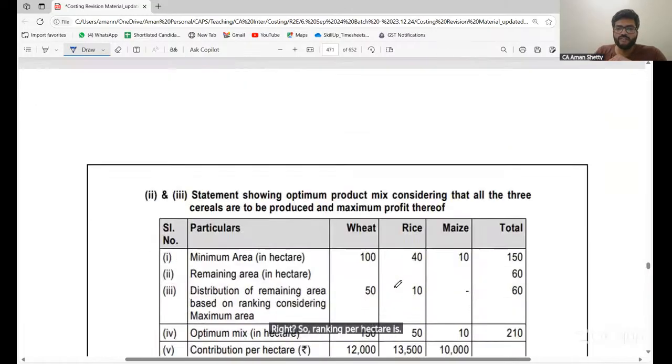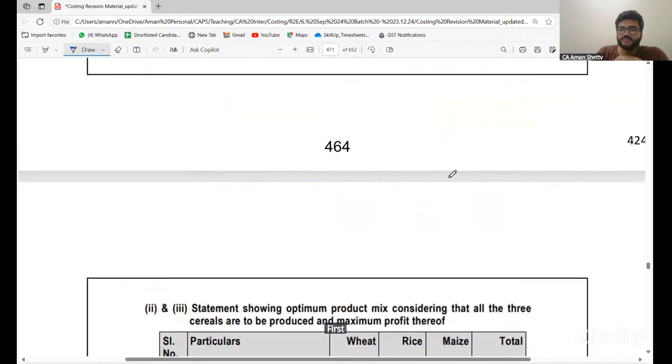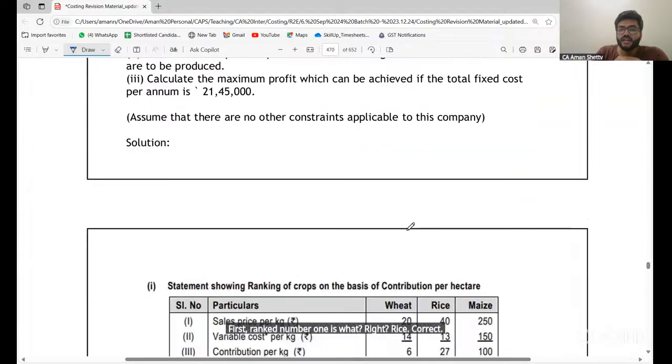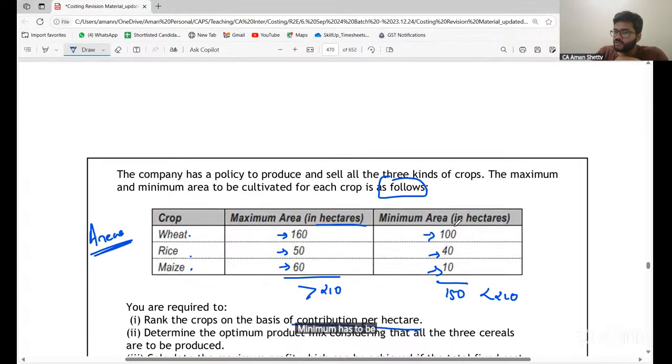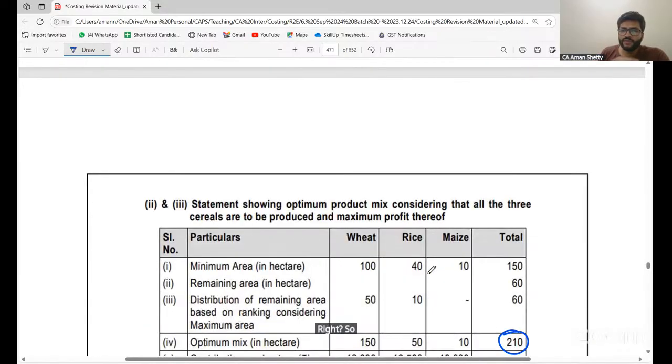So what is the total available hectares? Total available hectares is 210. But how do I do the apportionment now for this? First, rank number 1 is what? Rice. Correct. Minimum has to be allocated. There is no doubt. 100, 40, and 10 has to be allocated first. So first allocate the minimum area 100, 40, and 10. You get 150. Remaining is 60.